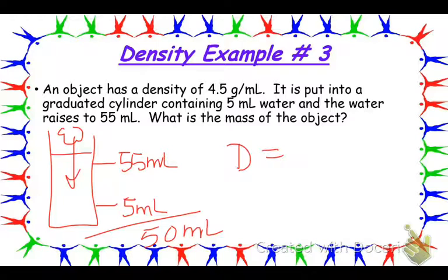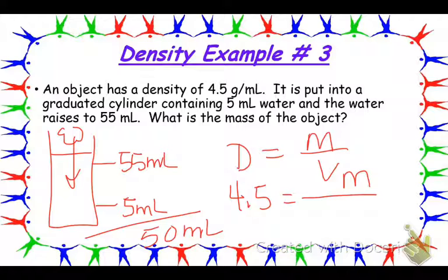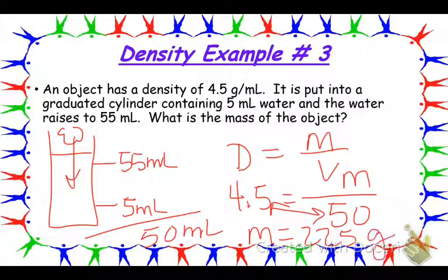Then we have D equals M over V. They gave us the D in this case because in this one we're finding something different. We're finding the mass. So our density is 4.5. We don't know the M, so we're going to find M. And our volume we said was 50. So in this case, all you need to do is multiply. If you're finding mass, it's a multiplication problem. So just take your 50, multiply it by 4.5. That's 225. Mass is in grams.